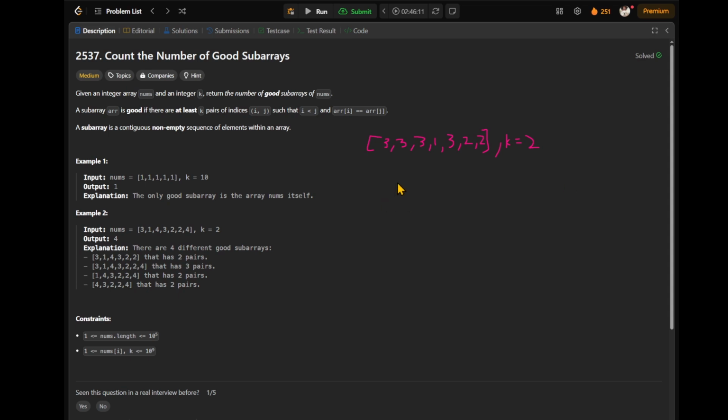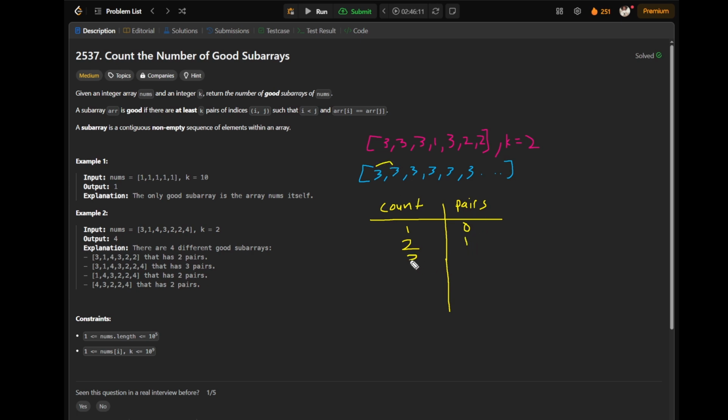So we can expand the window until it's first valid. So how do we get enough pairs for the valid window? Let's say hypothetically we have just an array of 3's. So how does each amount of 3 correspond to the number of pairs we can get? If we have one 3, you cannot make a pair. If you have two 3's, you have one pair.